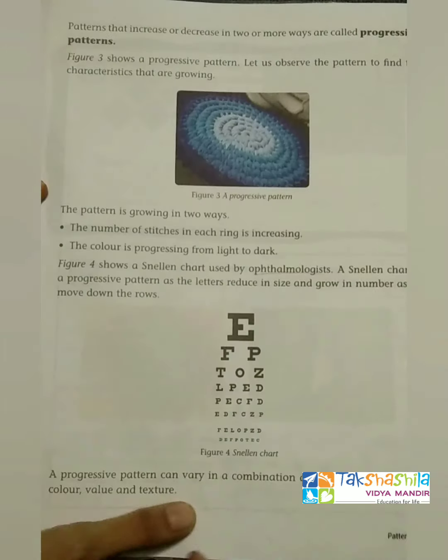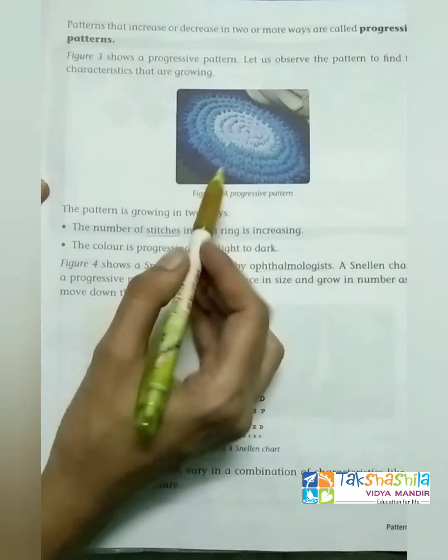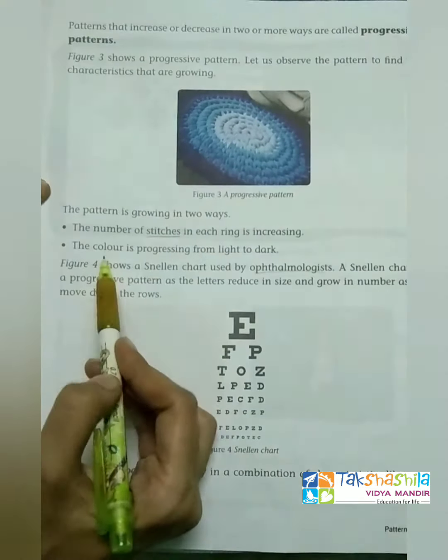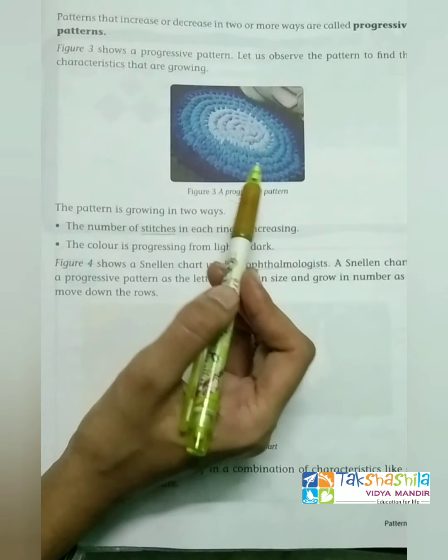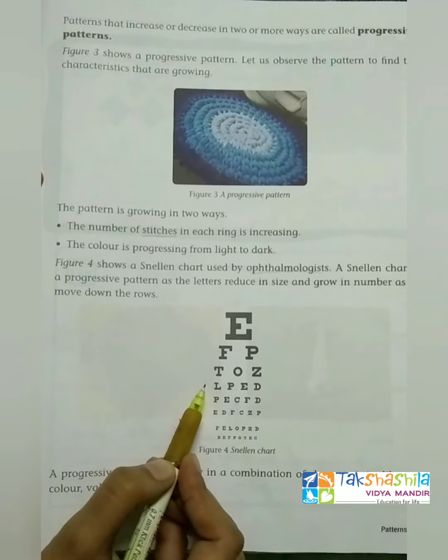You can write the answer in the dash. Now just move on to the next page. So here it is a progressive pattern. Progressive pattern means it will decrease or increase in size or color or texture. So in this image the color is differing from light color to dark color. And the stitches are also increasing in each ring, right?